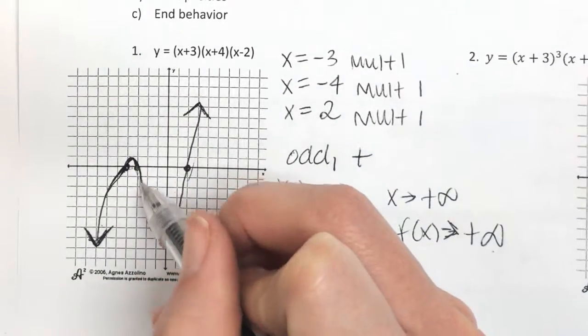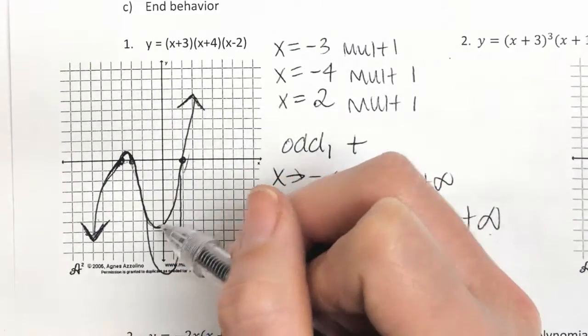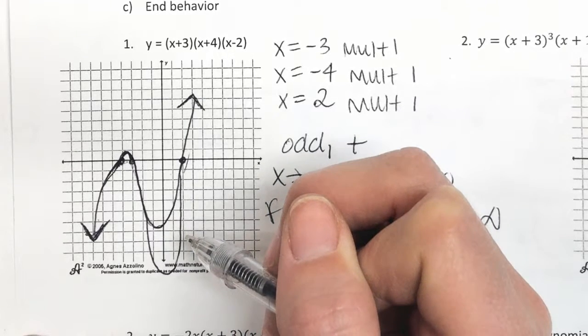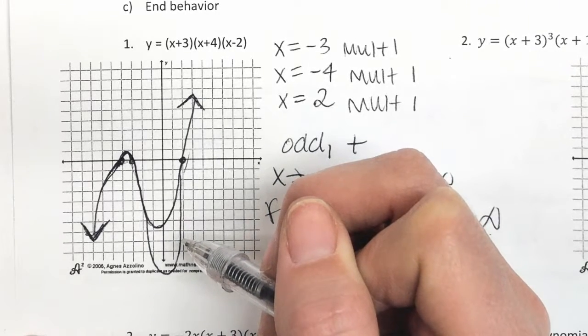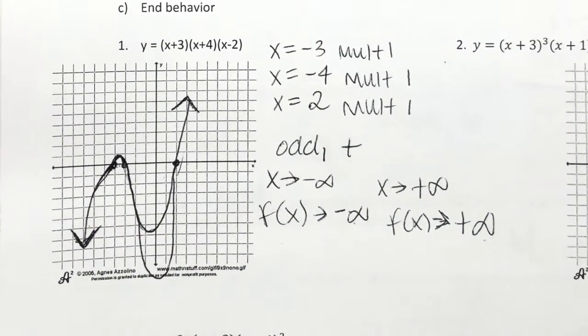Now, could you draw your graph way down here and all the way back up? Yeah. We don't really know where this turns. We're just trying to sketch how it might look, okay? Any questions? Alright, let's do one more together.